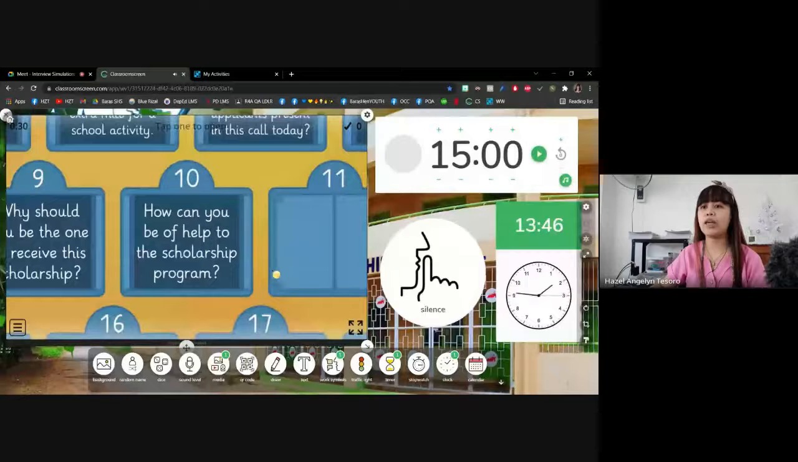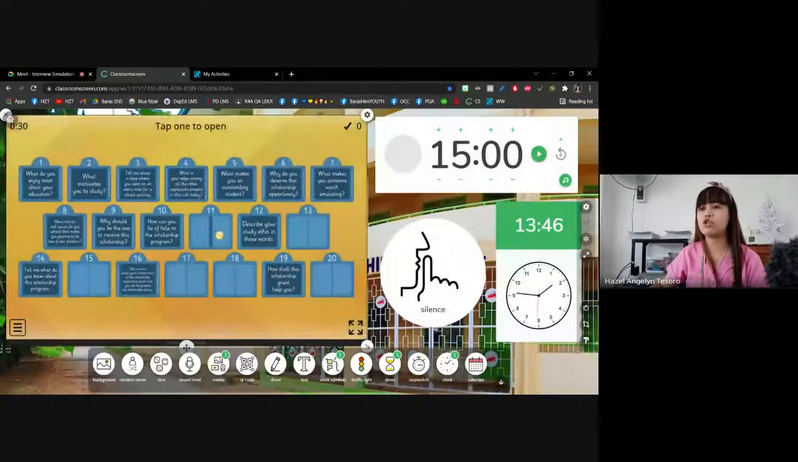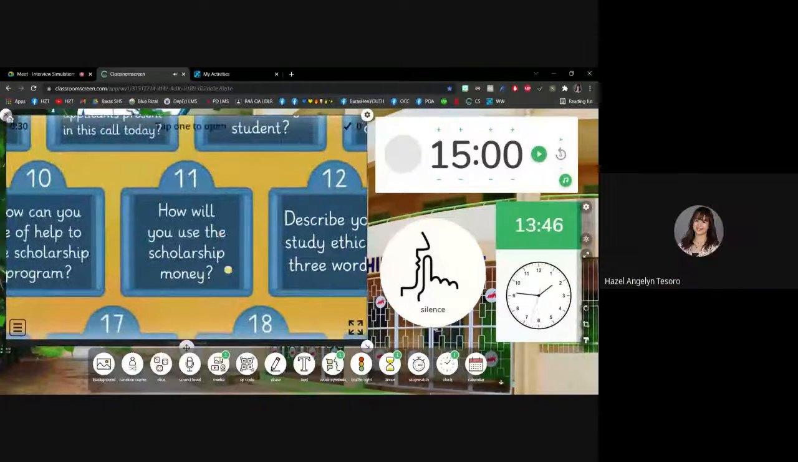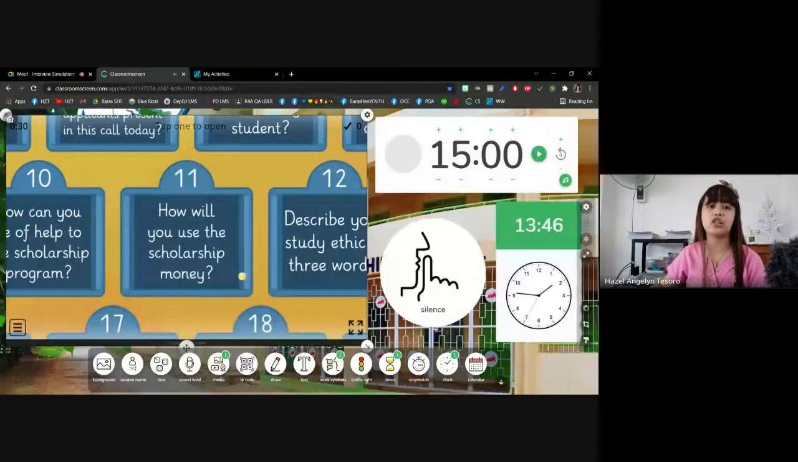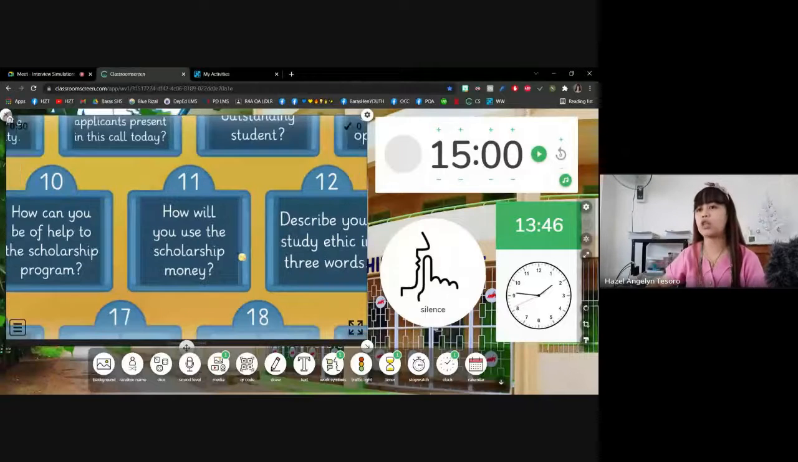Number 10, how can you be of help to the scholarship program? Kasi it would be important for us to know then how would you be of help to us, di ba? Rather than how would the scholarship be of help to you, no? So you should be able to study those questions if you are to apply for a scholarship. How will you use the scholarship money? Ito tinatanong hindi lang sa scholarship but pati sa SPES interview, no.